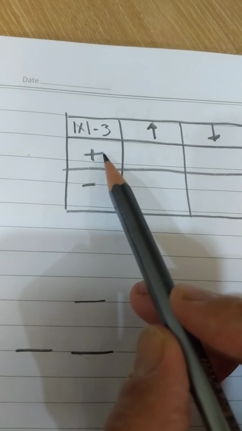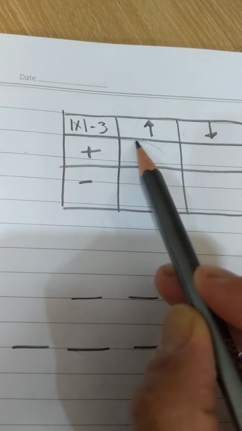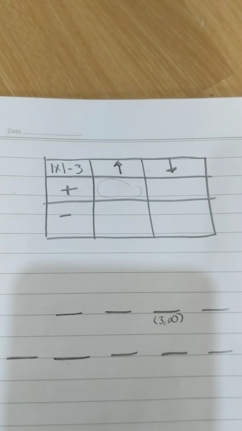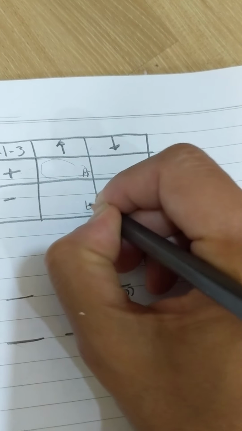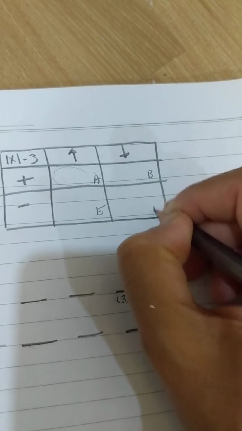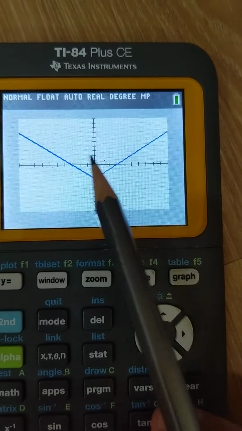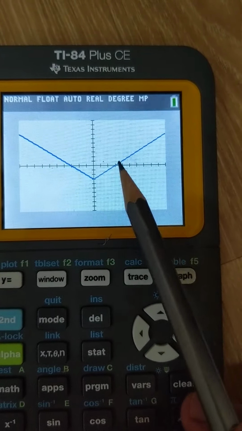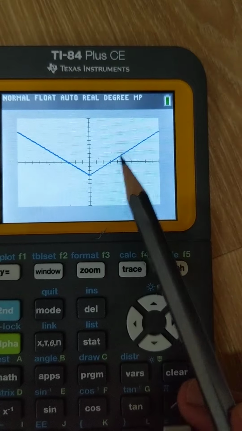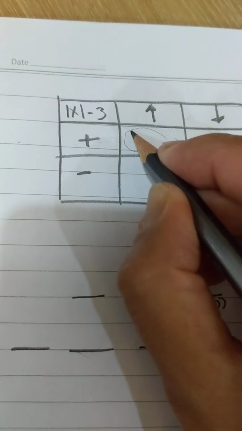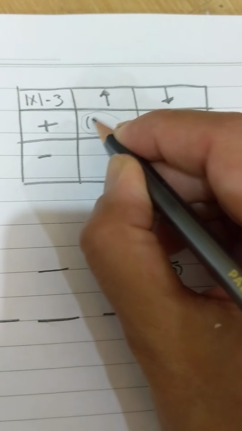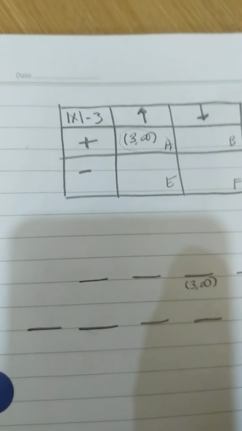Okay, so when I go back to the table, I need to figure out where this thing is positive and increasing, and that goes in this box. And there were some letters in there that I'll add. It was A, E, B, and F. I'm just going to put them in the corner. So where is this thing positive and increasing? Well, it's positive everywhere it's above the x-axis, and it's increasing here, starting at 3 to infinity. So what I would write here is that it's positive and increasing from 3 to infinity.